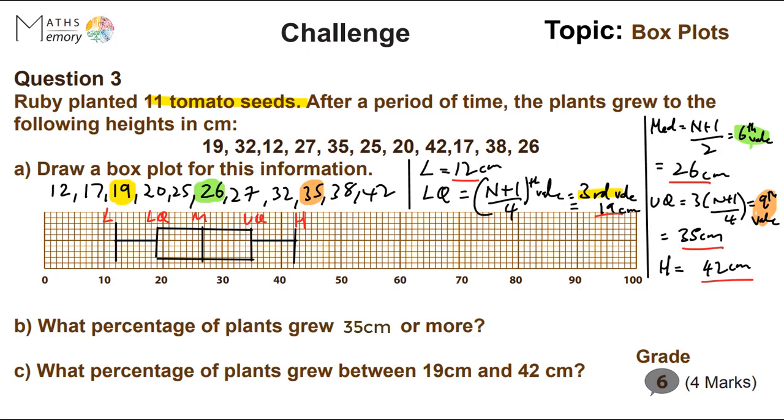So part B, what percentage of plants grew 35 centimeters or more? So again, let's look at this, all the 5 statistics. Now 35 centimeters represents upper quartile, which is going to be 75% of the data. Okay, because 75% of the plants had a height of 35 centimeters or less. That's what it means. So if you want 35 centimeters or more, it must be 100 take away 75.